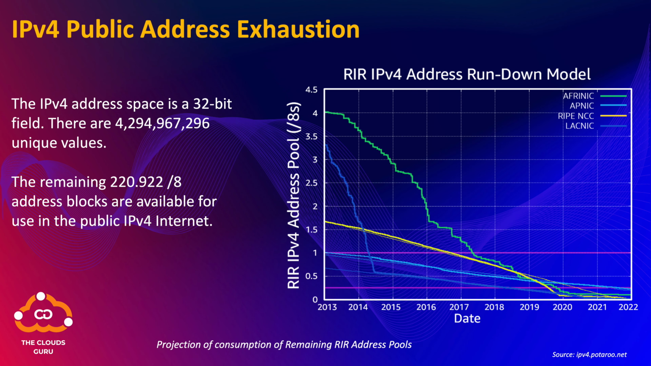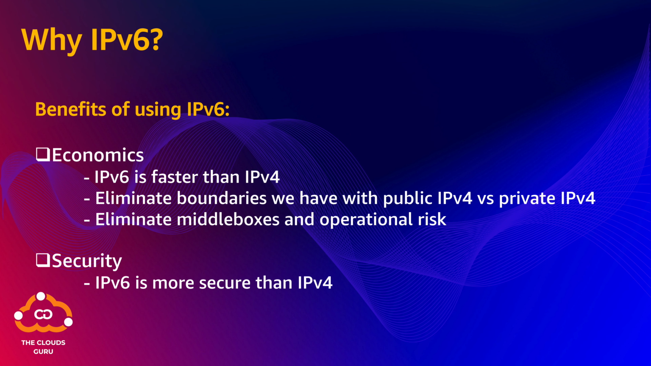Let's check what happens with public IPv4 address space. Based on the data from ipv4.potaroo.net, the remaining 220,992 /8 address blocks are available for use in the public IPv4 Internet. Now, we don't have a choice. We must use IPv6. So why IPv6?